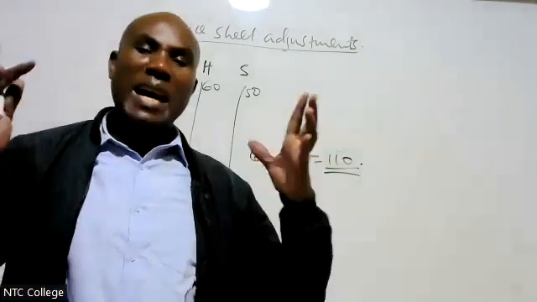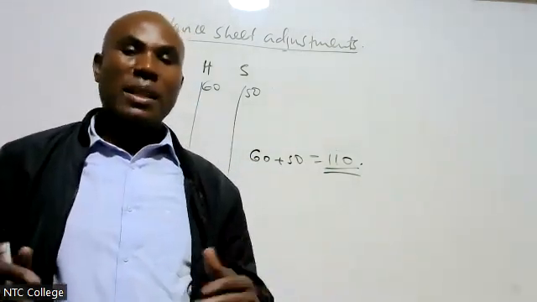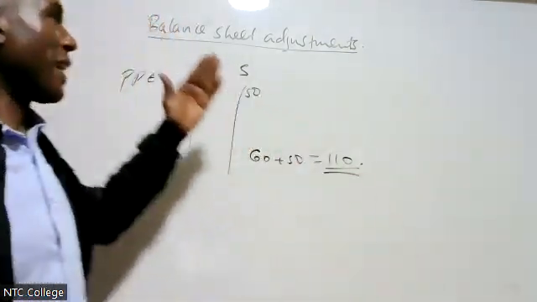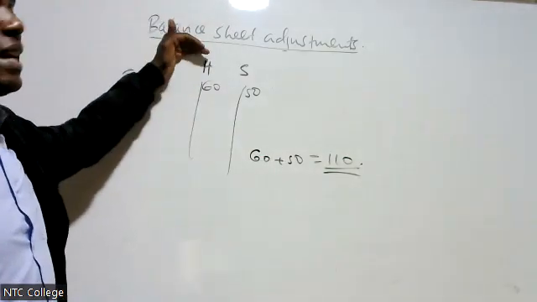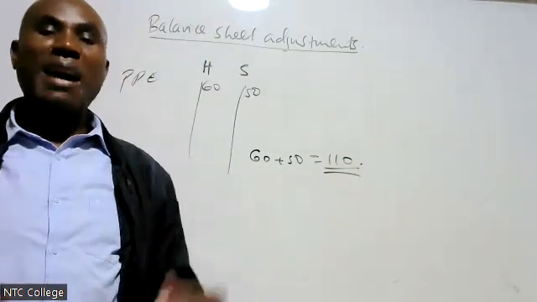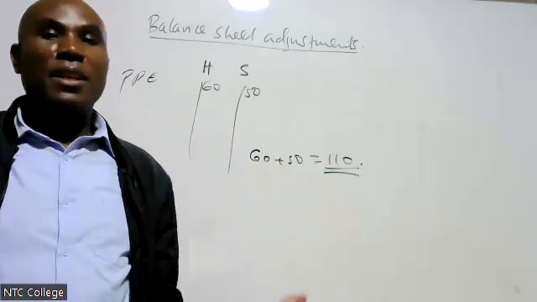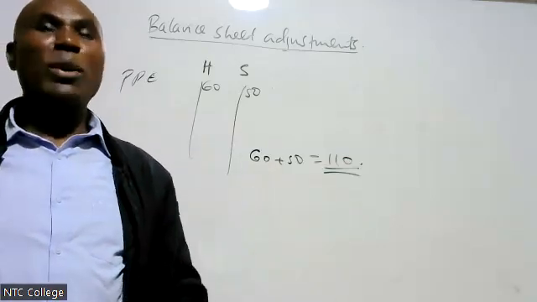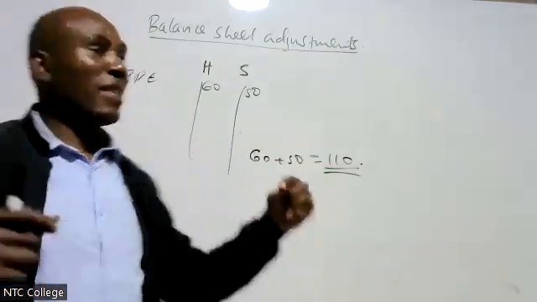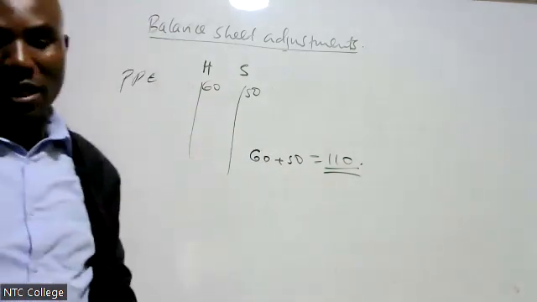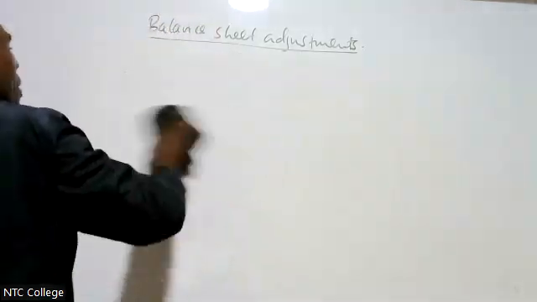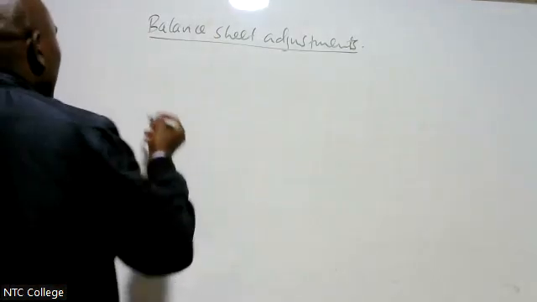Now, we have other items, transactions, that may have taken place during the year that IFRS 10 will not allow us to consolidate. We have some transactions that might have happened during the year. When we are consolidating the assets, I'm not required to consolidate those transactions. That is what we are calling balance sheet adjustments. And we are starting with balance sheet adjustment number one.